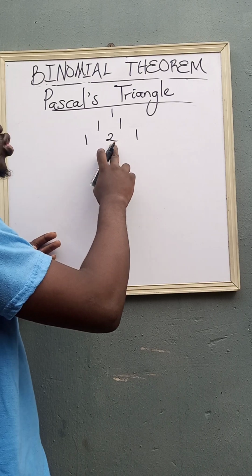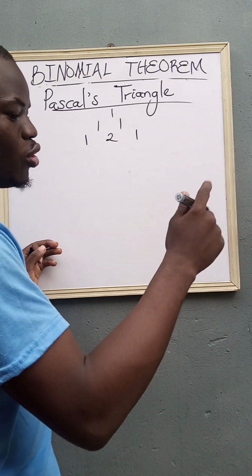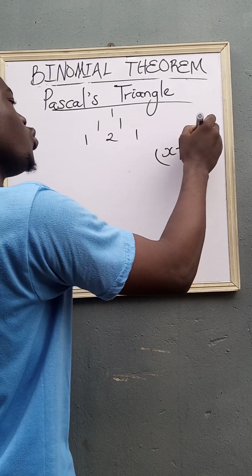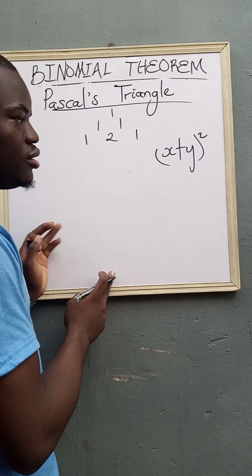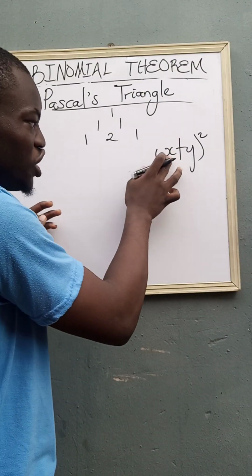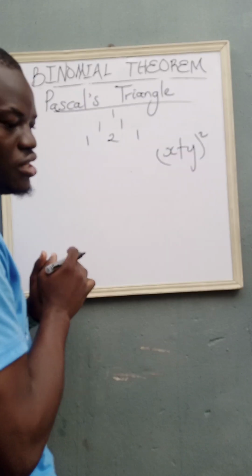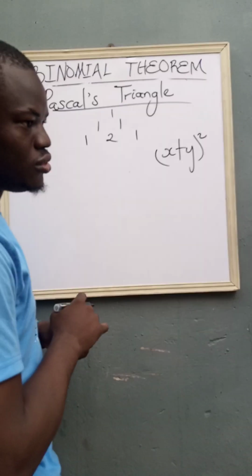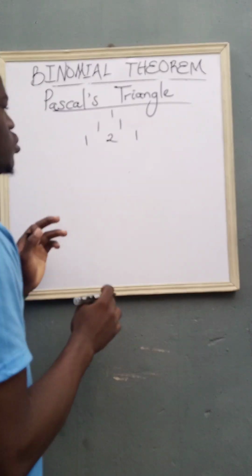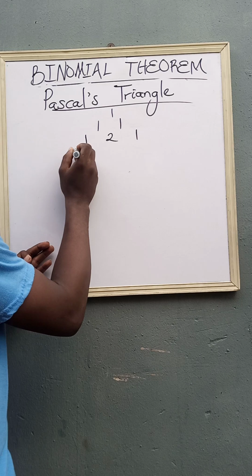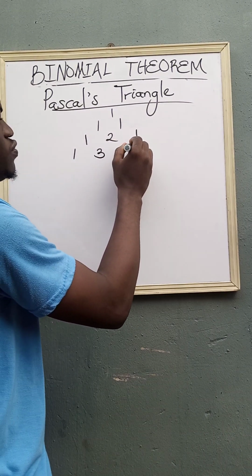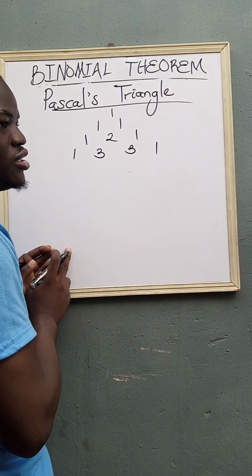Alright, this is when we have 2 as the power of our binomial, where you have x plus y raised to the power of 2, right? Exactly. This is 2 as our power, so these will be the coefficients we use for each term in this binomial. This is for 2. Then now we can derive for 3. 1 add 2 gives 3, 2 add 1 gives 3, and then you have 1 at the tail end.